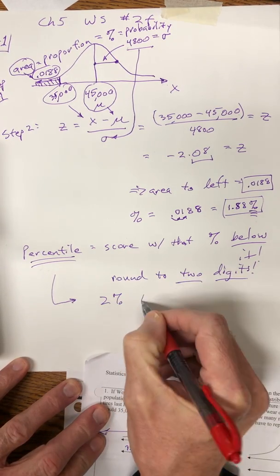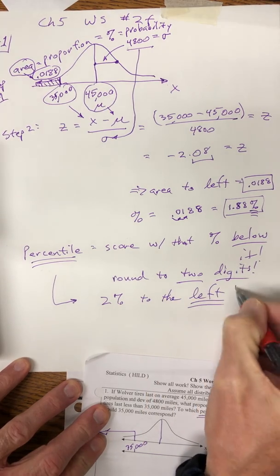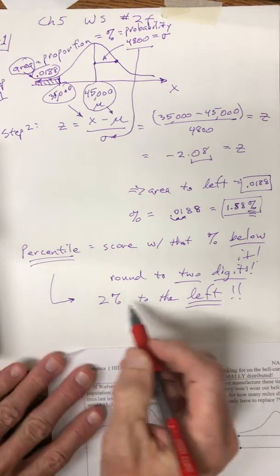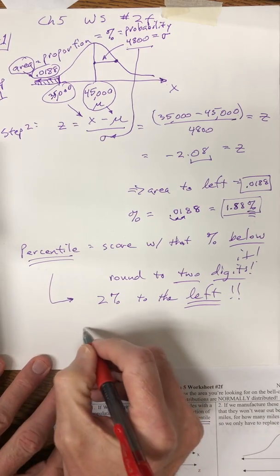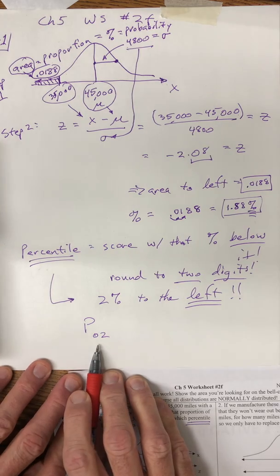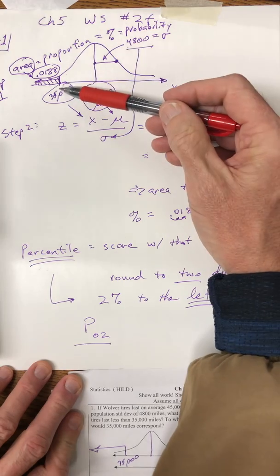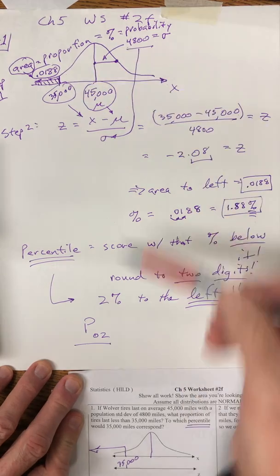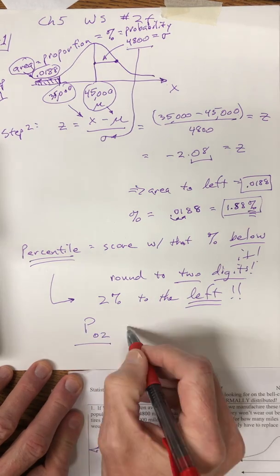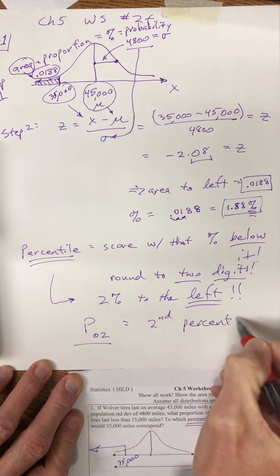And you have to remember percentile is always to the left. So you just have to remember that. You can write on your formula sheet, but you got to remember. So that means this is going to be the second percentile, and the way we write that is with a big P and then a 0.02 below it. All right? So that's the last question. What percentile would 35,000 mile tires correspond to? They would be in the second percentile, which we'll write P02. So this is second percentile.